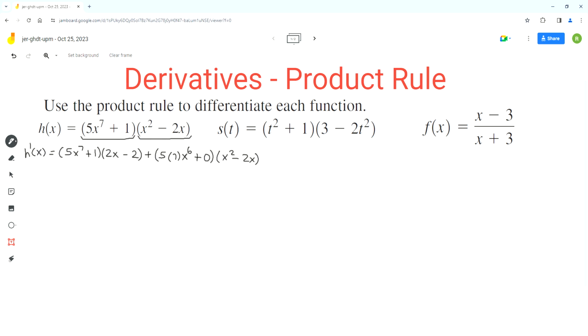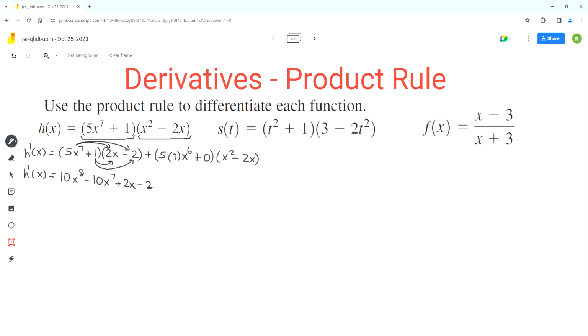Now we can simplify this expression. So we can distribute the terms in the parentheses using the FOIL method. So we'll multiply 5x to the power 7 with 2x, then 5x to the power 7 with negative 2, then 1 with 2x and 1 with negative 2. So we get 10x exponent 8, then minus 10x exponent 7, then plus 2x, and then minus 2.